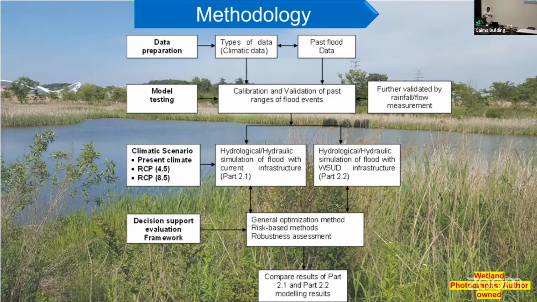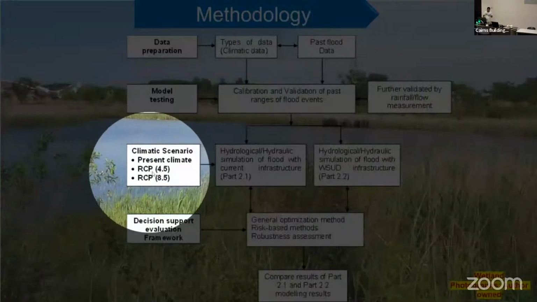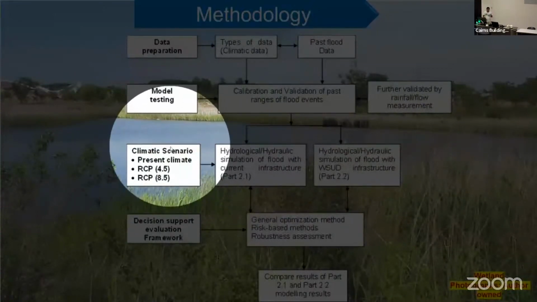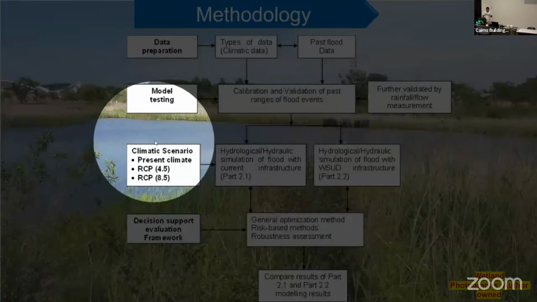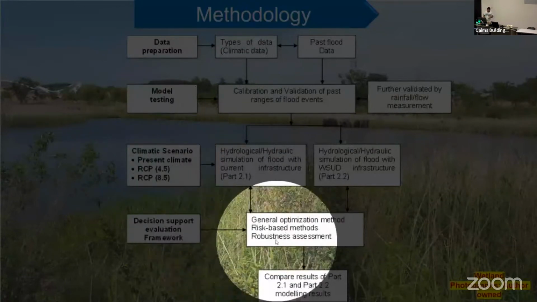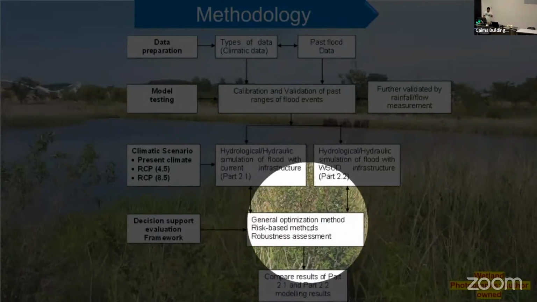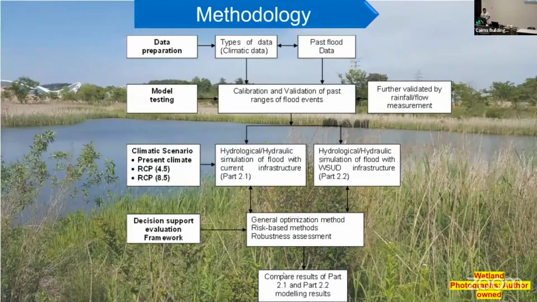And another part is, what if this water suit implemented in the current scenario would not perform in a different future climatic scenario? So that's why we are trying to use RCP 4.5 and RCP 8.5 as climatic scenarios to test our water suit performance in the current city. And then definitely, as I have told, we'll be using this multi-criteria optimization approach to improve decision making, compare those results, and see how they go.